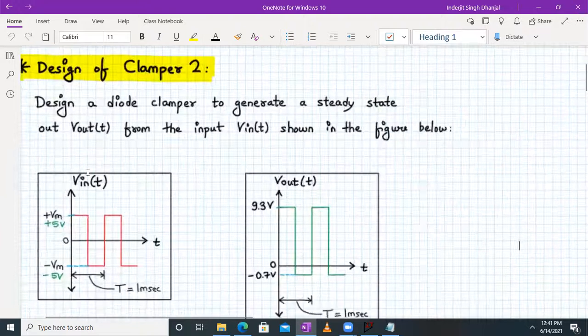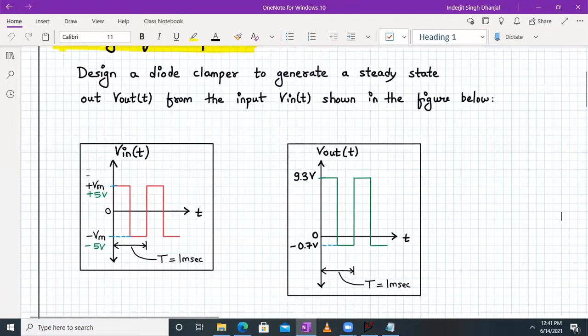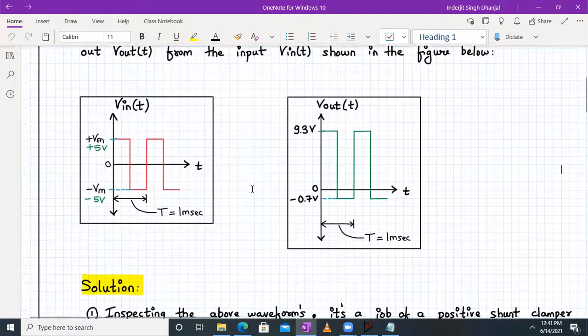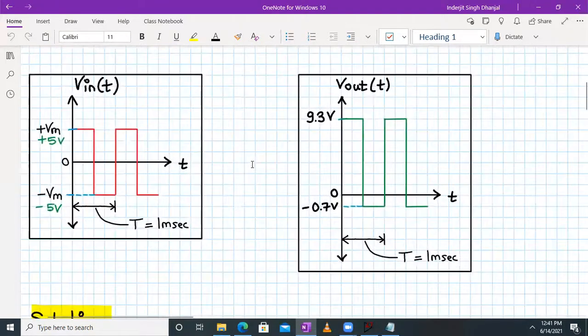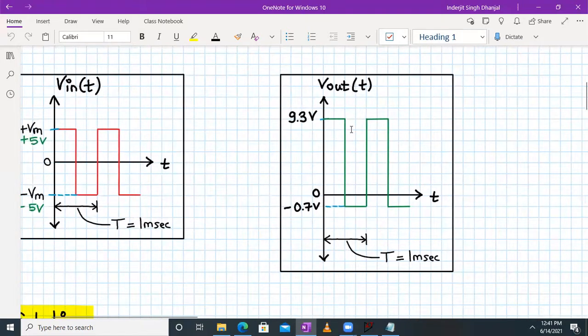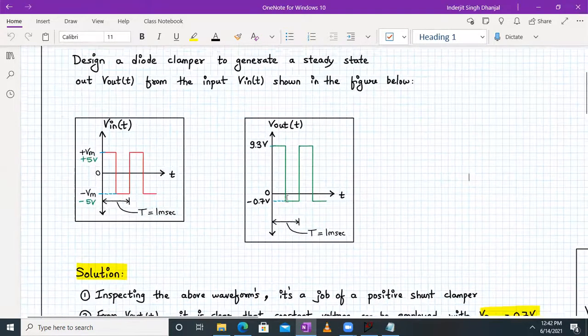So here it is. We have to design a diode clamper to generate a steady state output from the input waveforms given below. So here are my input waveforms. Input is a square wave going from +5 to -5 with a time period of 1 millisecond. And for the output, Vout, the positive value is around 9.3 volts, and in the negative half cycle, it's going to -0.7. And the time period is again given as 1 millisecond. Okay, so let us start.